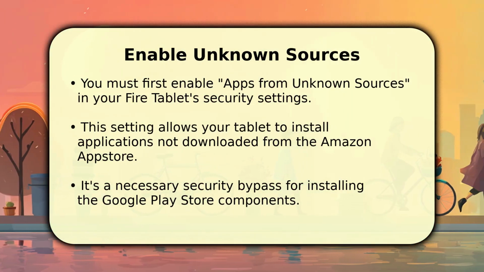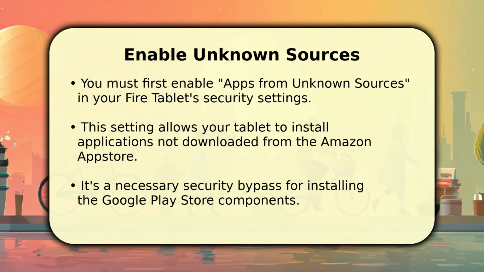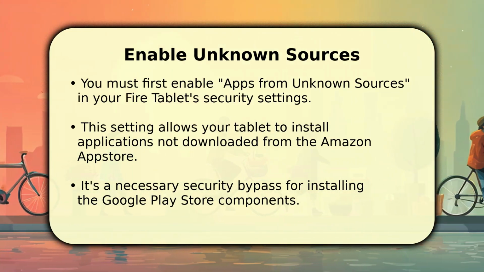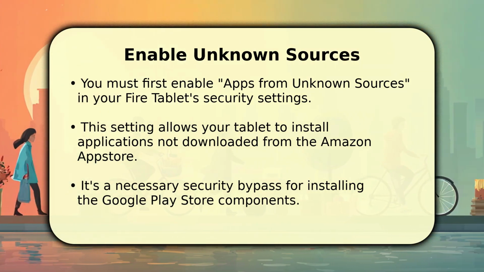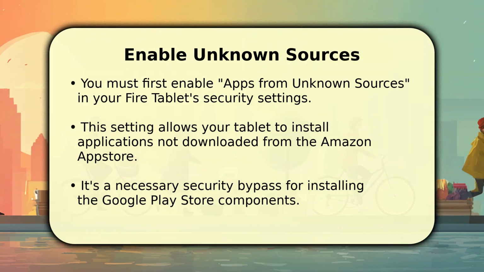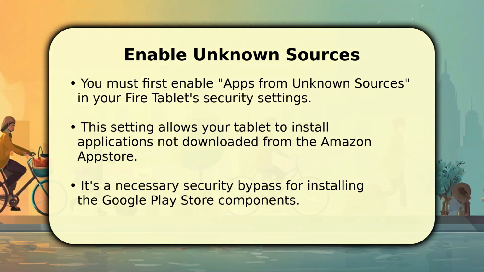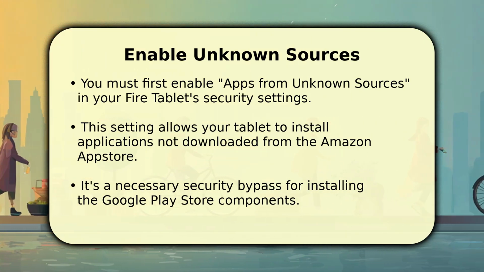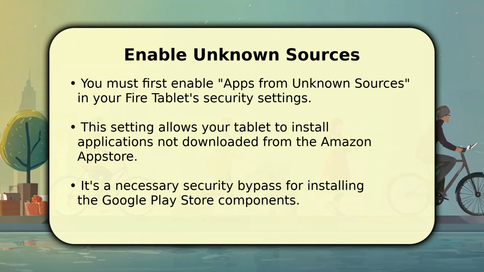Before downloading any files, you'll need to adjust a vital security setting on your Fire tablet. Head over to your tablet settings menu, then navigate to Security and Privacy. Inside this section, locate and toggle on the option labeled Apps from Unknown Sources. This step is absolutely critical, as it grants your tablet permission to install applications from outside the Amazon App Store, which is exactly what we need for the next phase of our process.